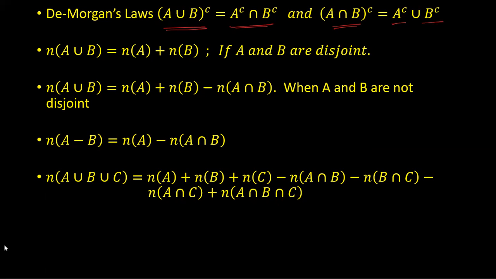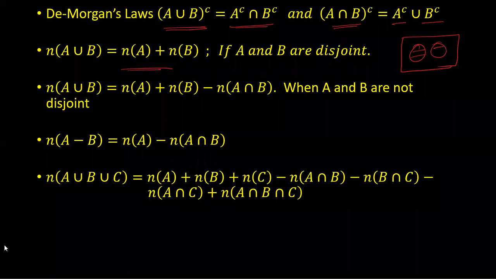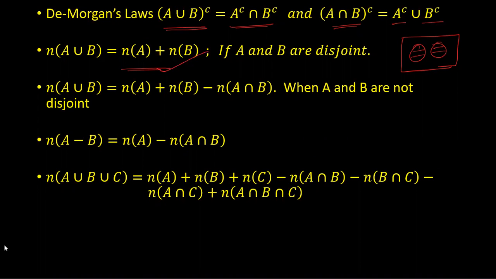n of A union B means the cardinality of A union B. Let's say this is A, this is B. If we take the cardinality, that is nothing but this whole part. If these two are disjoint sets, then the cardinality of this and this, if you add, you will get n of A plus n of B.